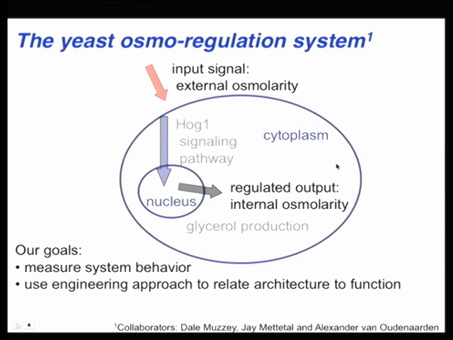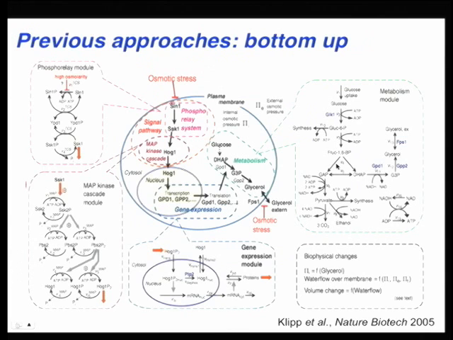So the initial goals of this project were to first understand the system behavior, and then to try to understand what parts of the system architecture are responsible for its main function. And hopefully that will become clear. So this is a diagram of the system. It's a simplified diagram already. And this is typical of many biological systems of interest.